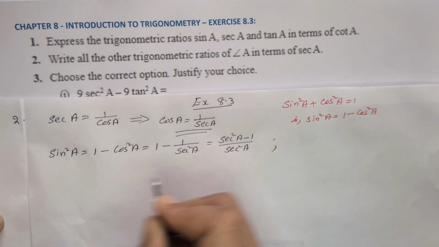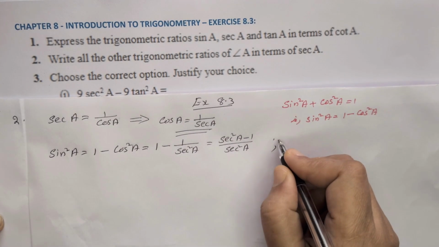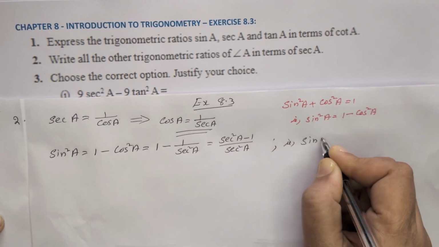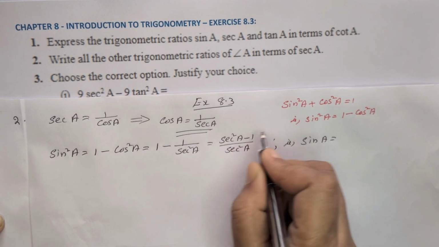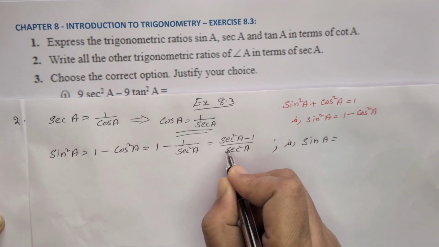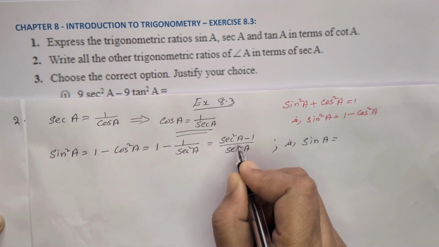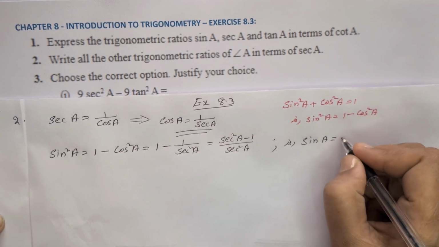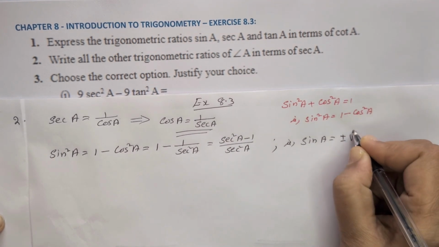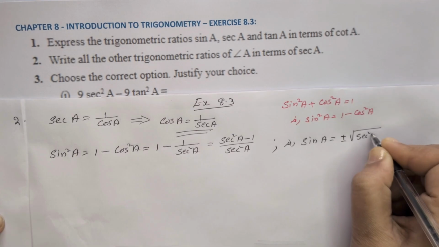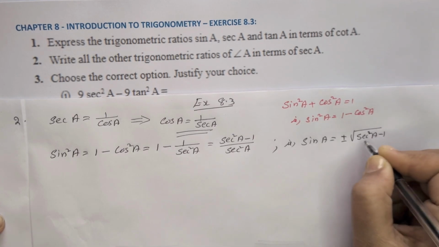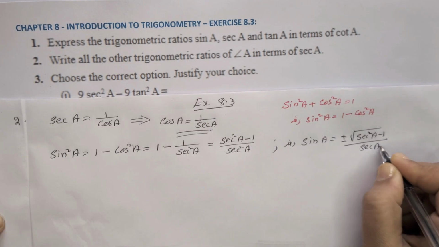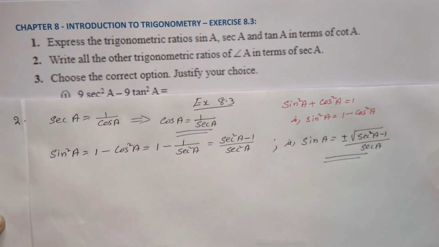So we can write from that, sin A is equal to root of that. But when we are taking the root of the denominator, square and root will cancel, then sec A we will get. So keep the root sign on the numerator only. So root of sec square A minus 1 divided by sec A. Now we got sin also.